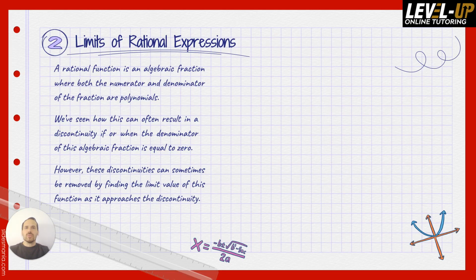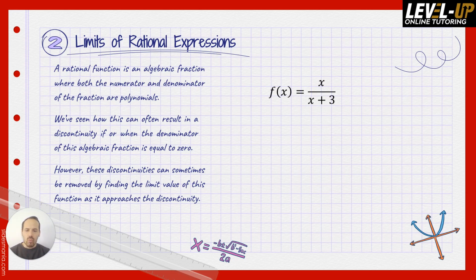But sometimes we have algebraic fractions, or rational expressions more specifically, where it appears like there's a discontinuity, but there actually isn't. By finding the limit of the value of the function as it approaches that discontinuity, we can use some algebraic techniques to show that it's not a discontinuity and actually remove that discontinuity. Hence why we call it a removable discontinuity.